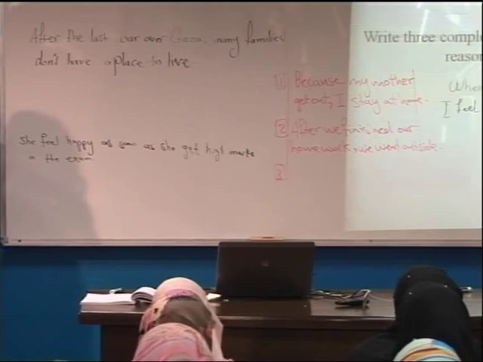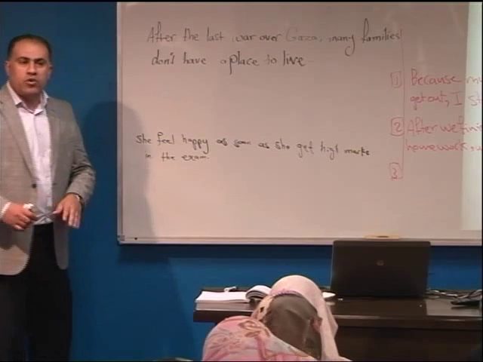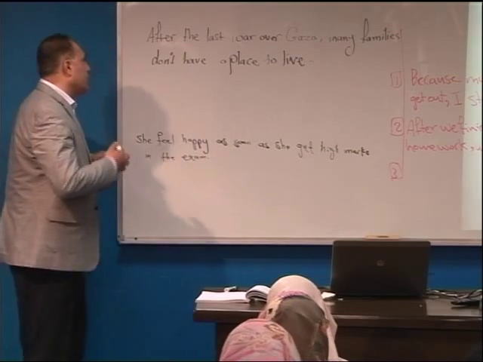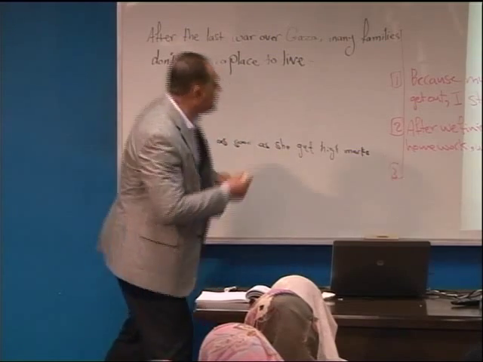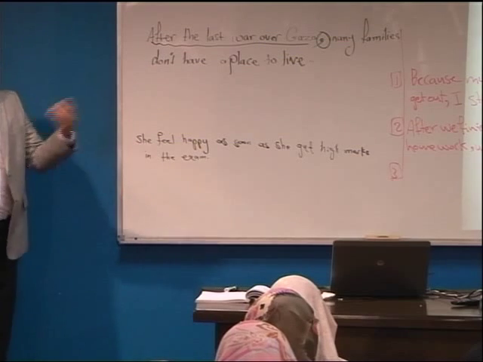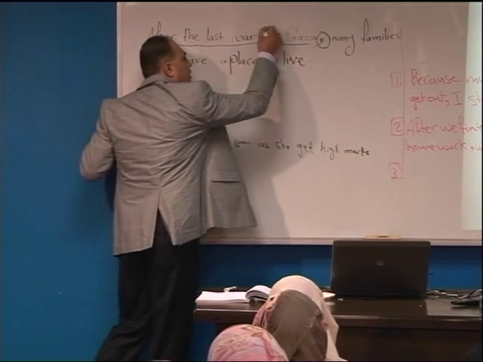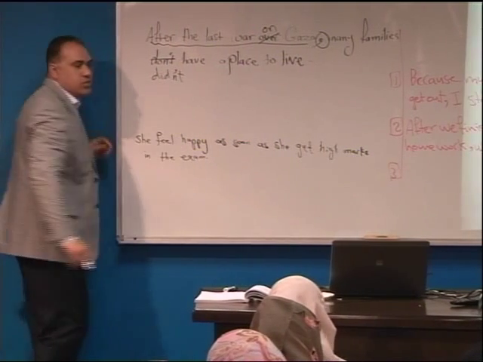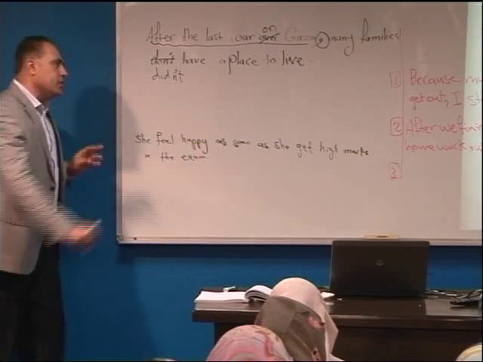After the last war over Gaza, many families don't have a place to live. What do you think? Good complex sentence? Yes, it's a good structure. We have a dependent clause, plus a comma, very nice, and an independent clause. But we just need to fix some things. After the last war on Gaza, many families didn't have a place to live, just to make sure that the tense is correct. Very nice.